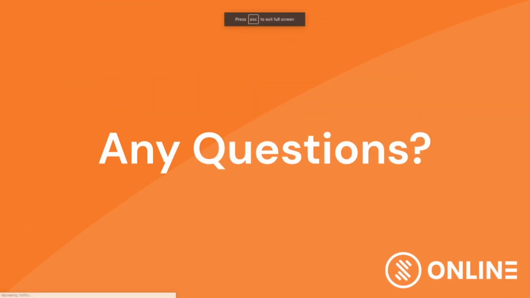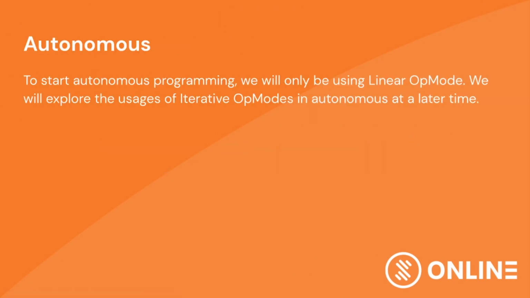Double check something. Yeah. So we're going to get a little bit into autonomous in the little amount of time we have left. We're on 7-10 minutes left.